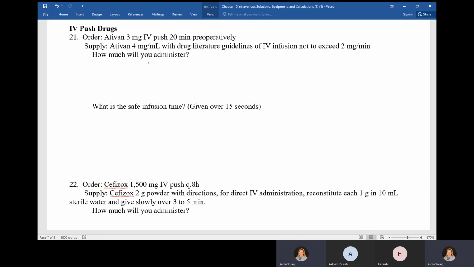And you're giving it 20 minutes preoperatively. So you're giving it 20 minutes before the patient goes back to surgery, and that's to calm the patient down.